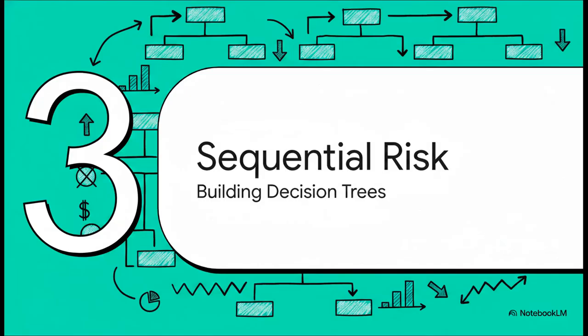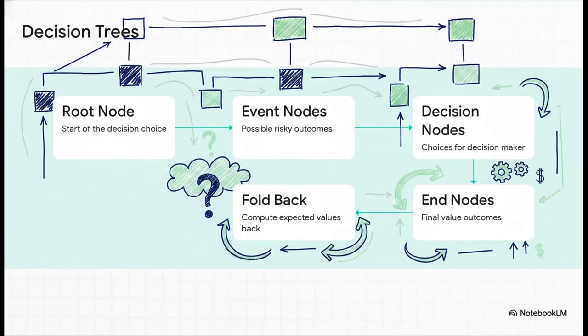But what if your risk isn't happening all at once? That takes us to Section 3, tackling sequential risk trees. This is where we shift our focus from concurrent risk to sequential risk, where events actually unfold in crucial, distinct stages over time. For sequential risk, we build what's called a decision tree.